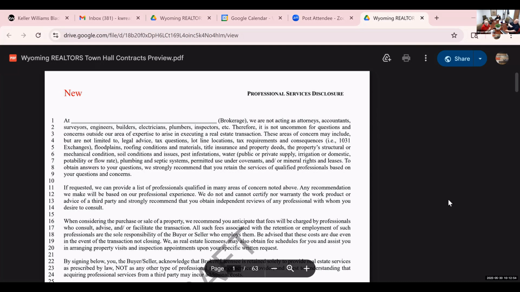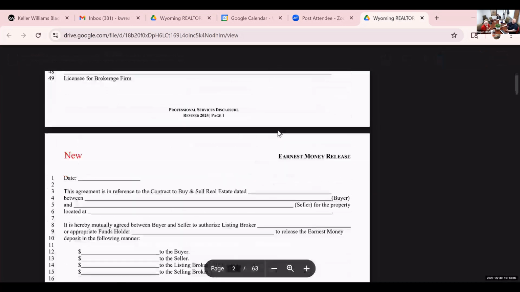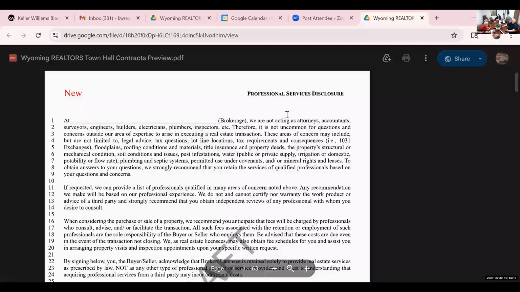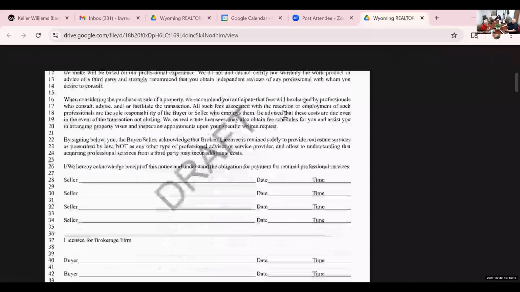But you're right. All of these forms, all of this stuff we always talk about, none of it's ever good until it's tested in court. And none of it's ever good if you don't use it and have a conversation about it. So, yeah, very true. So professional services disclosure, we're going to recommend that you use it and have the conversation. Okay, go. Thought I was going to get grilled by Russ there for a second.